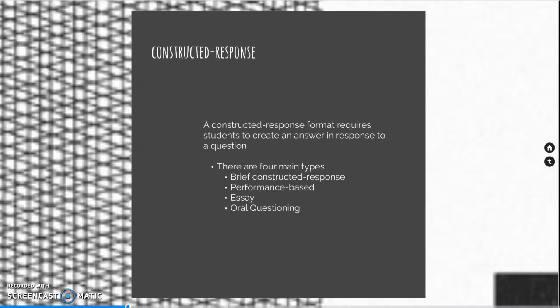Essay items allow students to construct a response that could be several sentences, which is called a restricted response, to many paragraphs or pages in length, which is an extended response. And the 4th main type is oral questioning. Oral questioning is used continuously in an informal way during instruction to monitor student understanding, and it's also used in a more formalized format. Oral questions can be used as a way to test or as a way to determine student understanding through interviews or conferences.